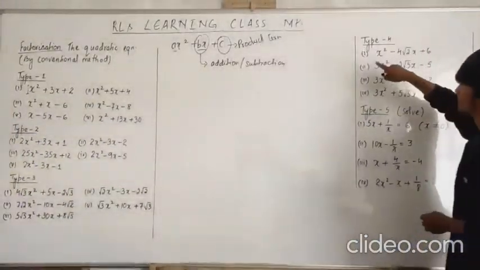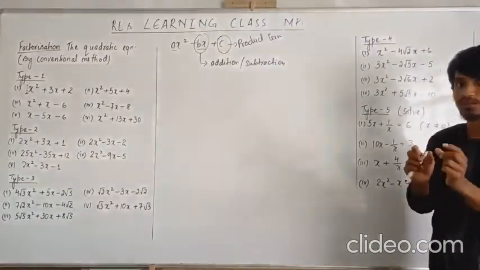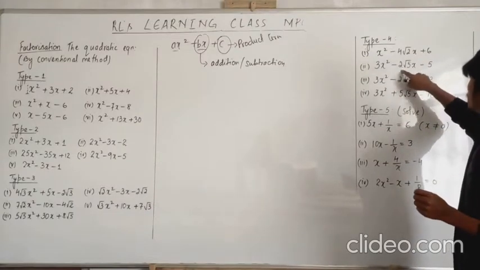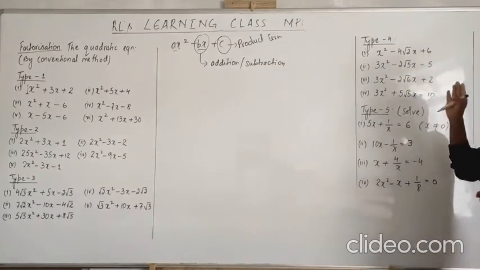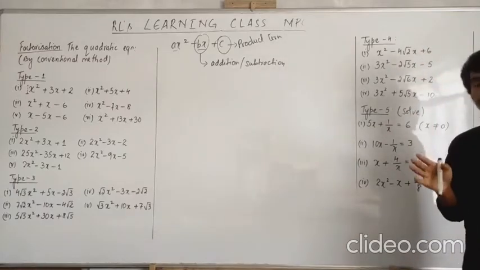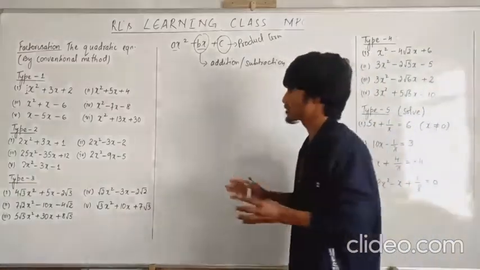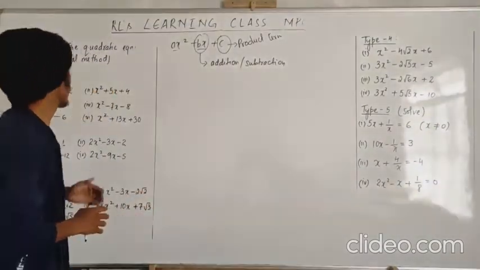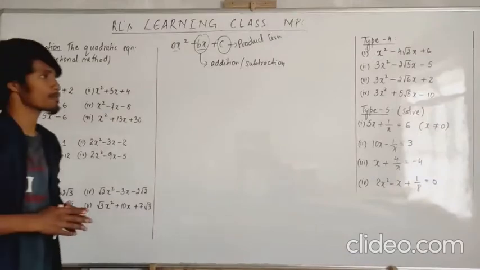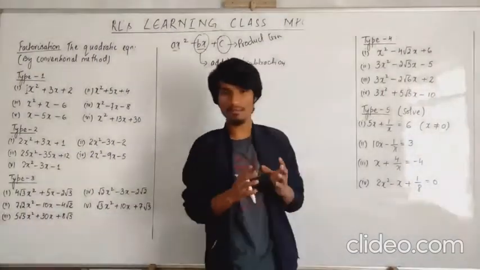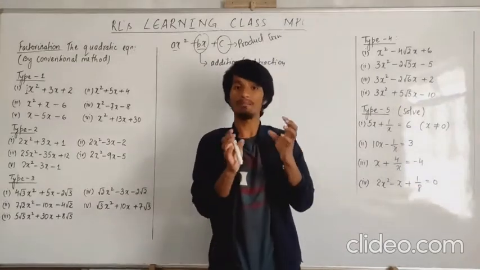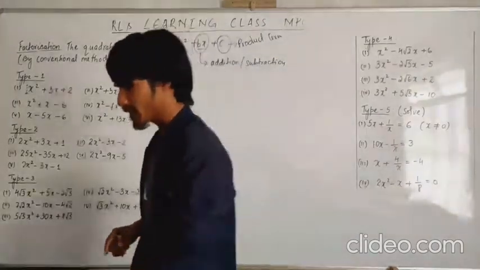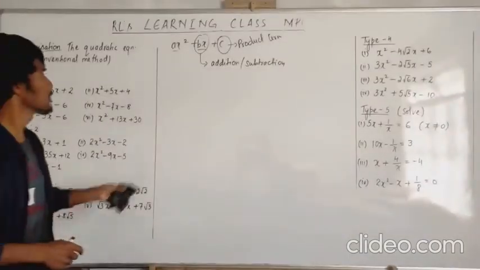Now in type 4, there is a square root in the middle term, not in the first term and the last term. This one is the most confusing for students who are just starting to solve this type of factorization problem. Please listen carefully. I'll teach you one by one, step 1, step 2, step 3, step 4. According to you, maybe this is very difficult for those at the beginning of factorization, but these are very simple. Okay, let me start with type 1.